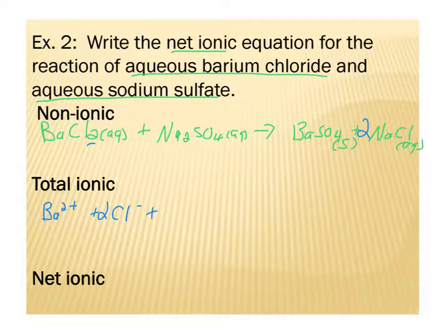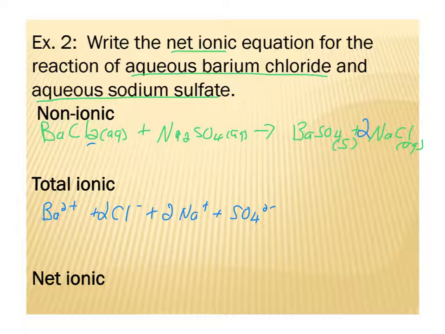Next, we have to look at sodium sulfate. Sodium sulfate is a soluble ionic compound, so it will completely dissociate into 2 sodium ion and 1 sulfate ion. Remember to put in charges, and as a reminder again, because we have 2 atoms of sodium in sodium sulfate, we need to put in a big coefficient of 2 in front of the sodium ion.